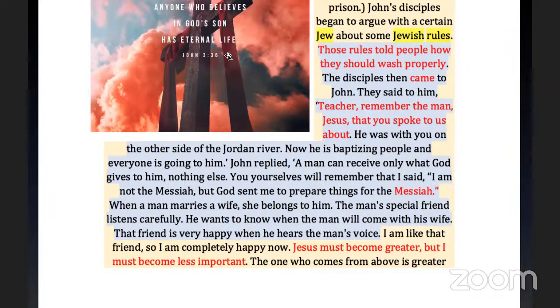Those rules told people how they should wash properly. The disciples then came to John. They said to him, "Teacher, remember the man, Jesus, that you spoke to us about? He was with you on the other side of the Jordan River. Now he's baptizing people, and everyone is going to him." John replied, "A man can receive only what God gives to him, nothing else. You yourselves will remember that I said, 'I am not the Messiah, but God sent me to prepare things for the Messiah.' When a man marries a wife, she belongs to him. The man's special friend listens carefully. He wants to know when the man will come with his wife. That friend is very happy when he hears the man's voice."